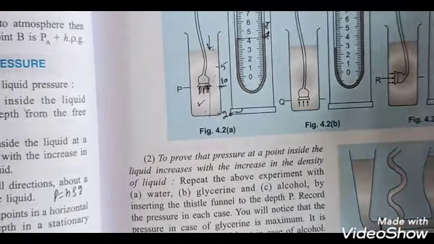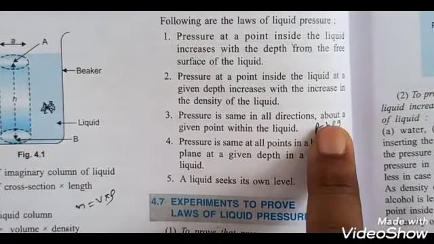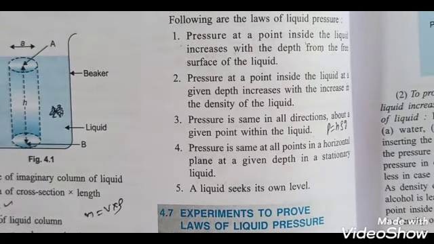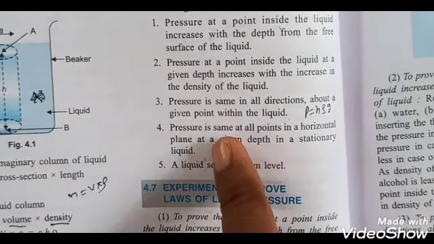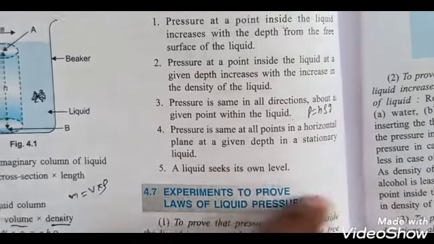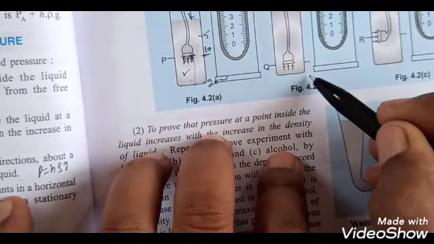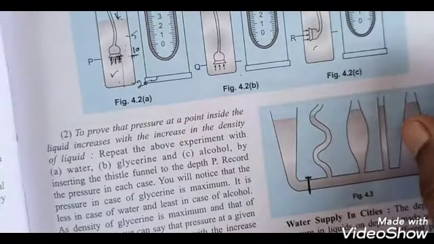Right? Now third law is pressure is same in all directions about a given point within the liquid. And fourth one is pressure is same at all points in a horizontal plane at a given depth in a stationary liquid. So this thing is proved by this second one, third one.